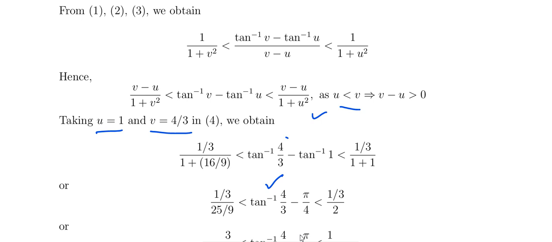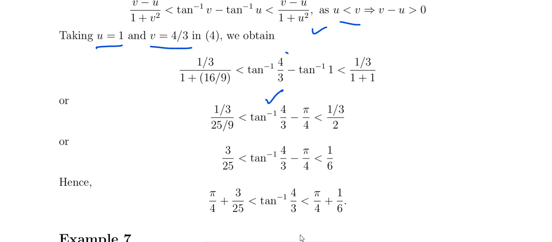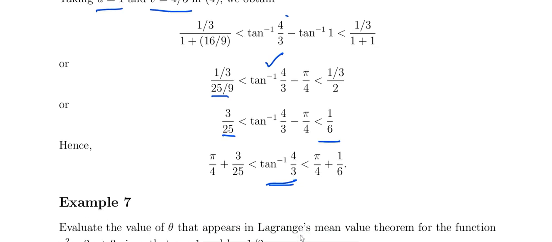tan inverse 4 by 3 lies between pi by 4 plus 3 by 25 and pi by 4 plus 1 by 6ன்னு கொடுத்துருக்காங்க. ஸோ அதனால் v equal to 4 by 3 எடுக்கிறோம், u equal to 1 எடுத்திங்கன்னா தான் pi by 4 வரும். So then we get the perfect output 3 by 25 and 1 by 6. So that is, tan inverse 4 by 3 belongs to pi by 4 plus 3 by 25 comma pi by 4 plus 1 by 6 இடையில் இருக்குன்னு அர்த்தம். ஓகேவா, இதுவும் லெக்ராஞ்ச் மீன் வேல்யூ தேற்றத்தை யூஸ் பண்ணி தான் ப்ரூவ் பண்ணுறோம்.